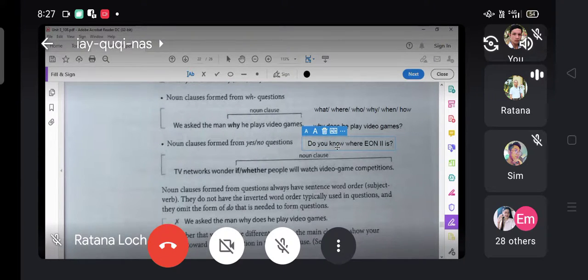But many people, maybe when you speak English, even me sometimes I absolutely forget. Like, do you know where is Eon? Okay. In speaking, no problem. Everyone understands, even native English speakers. Sometimes we speak like that. Not only us. No problem in speaking. But in writing, you cannot write that.